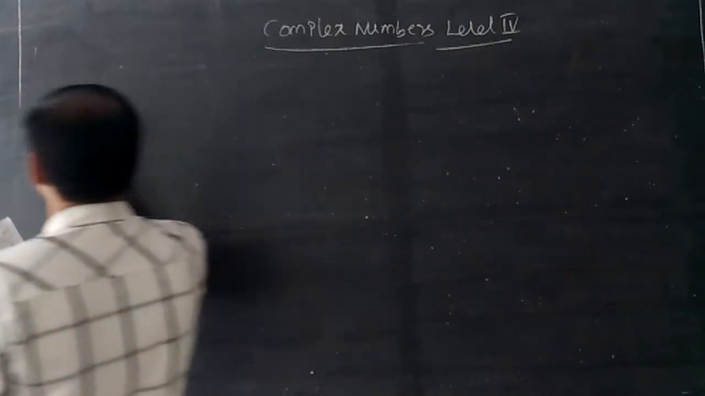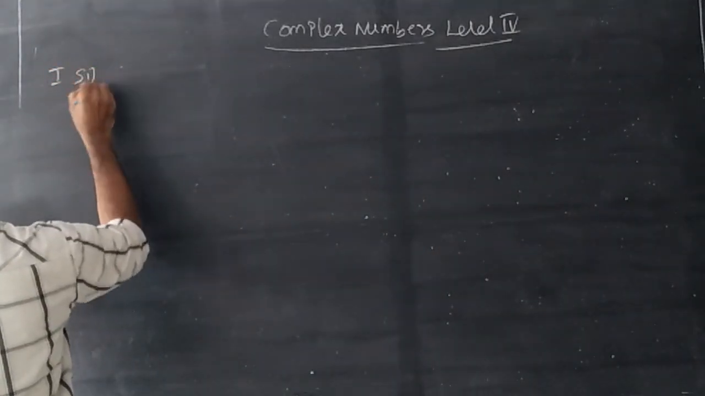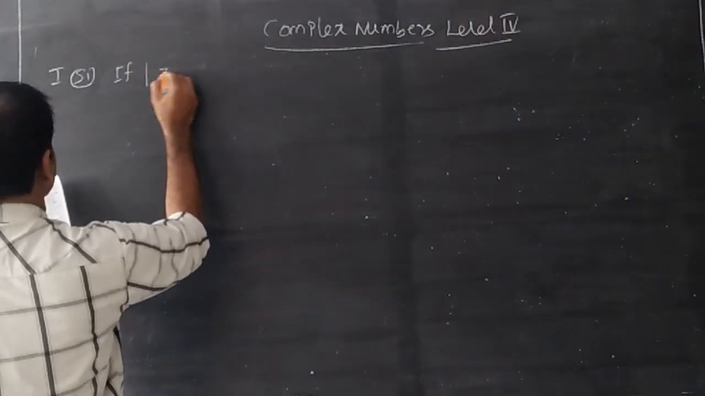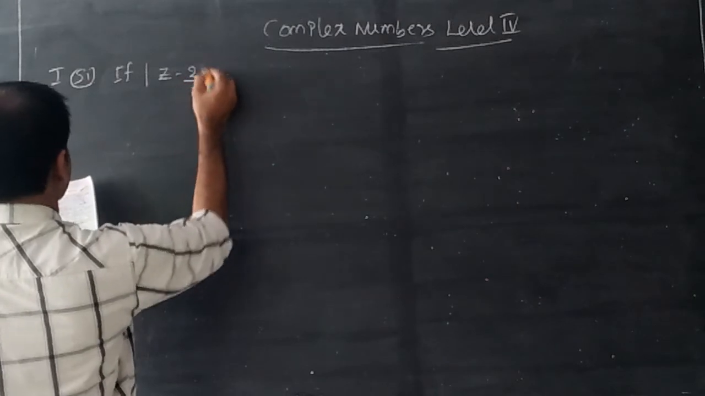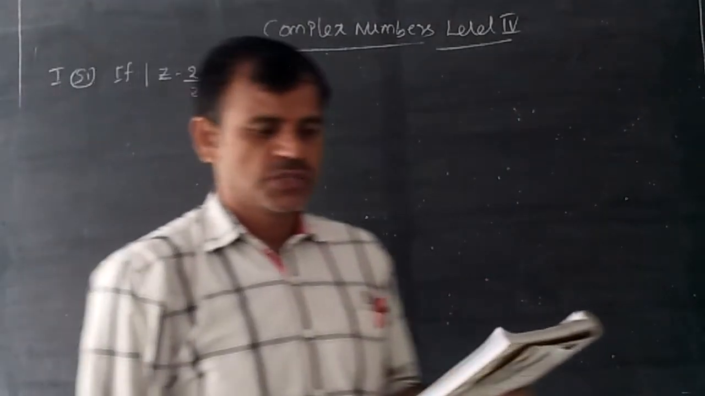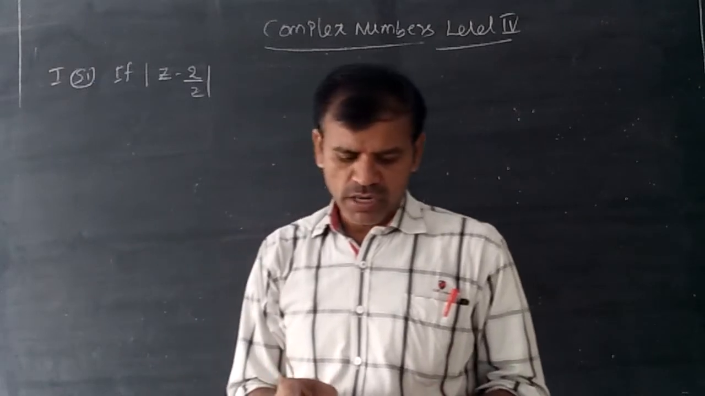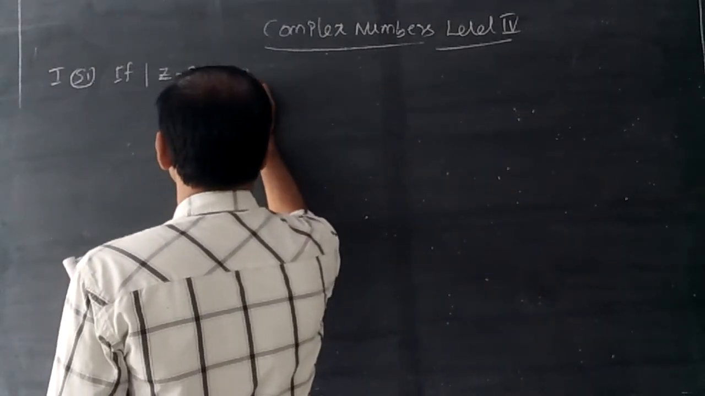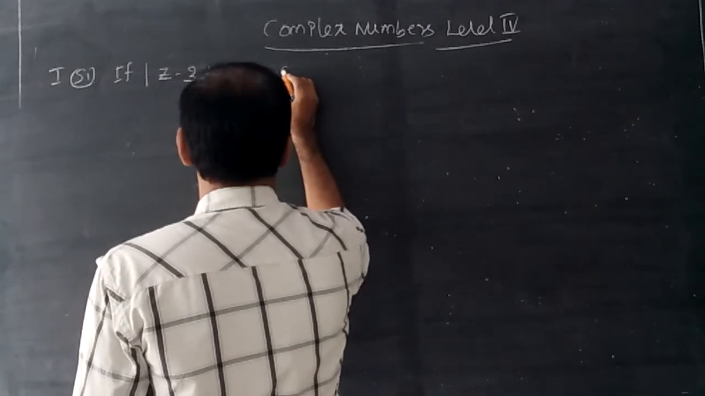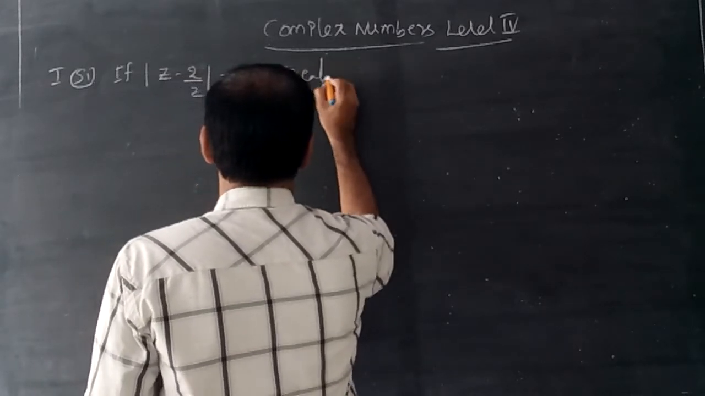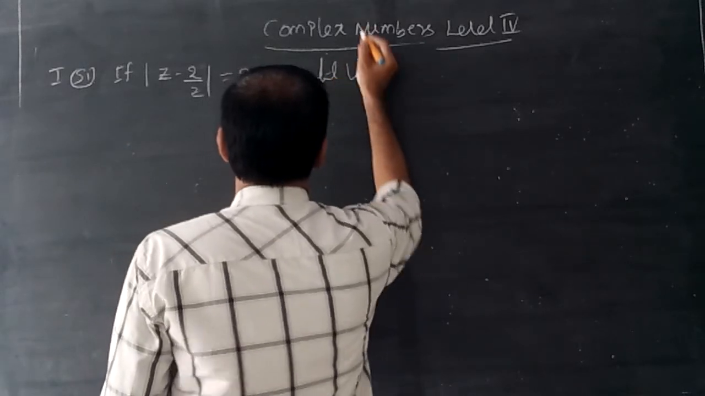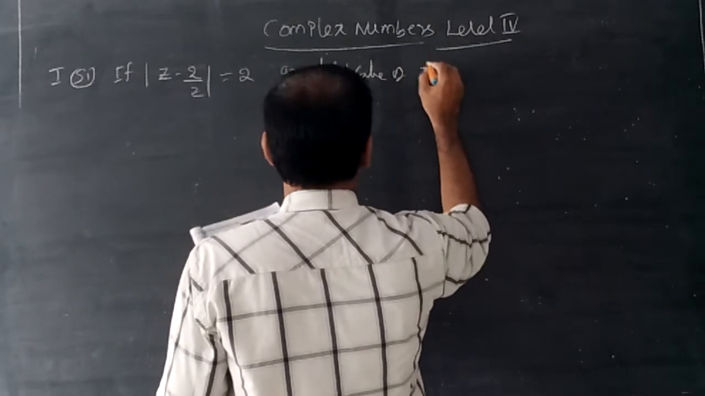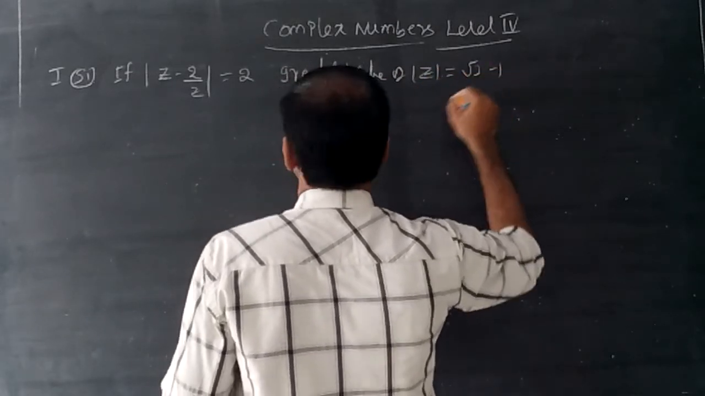First question, statement 1. Statement 1 is given as: if modulus of z minus 2 by z is equal to 2, then greatest value of mod z is root 3 minus 1. Modulus of z minus 2 by z is equal to 2. Then greatest value of mod z is equal to root 3 minus 1.